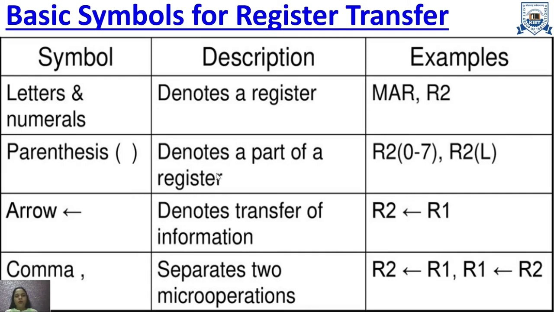So if we want to denote a part of a register, then we need to use parentheses. For example, R2(0 to 7), these are lower bits. This can be written as R2L also. Now if you want to transfer the information, then an arrow is used. Like in this example, the data of R1 is transferred to R2. Next, if you want to separate two micro operations, then we use a comma. These are the two micro operations. By using a comma, these can be separated.